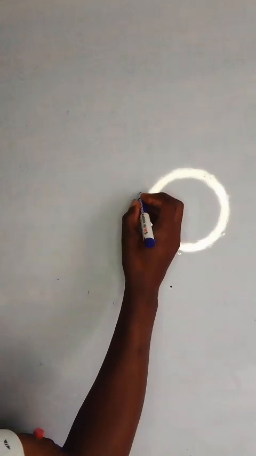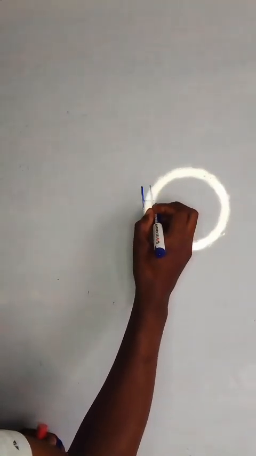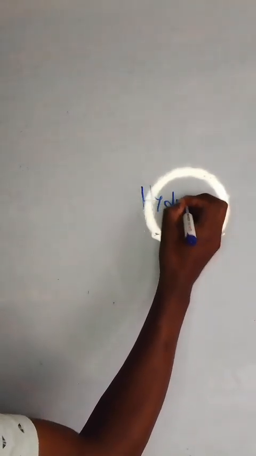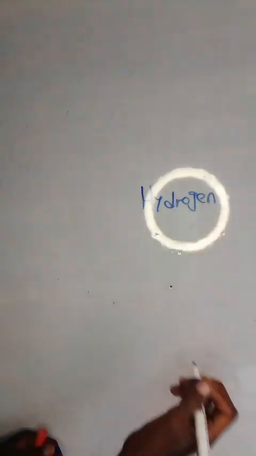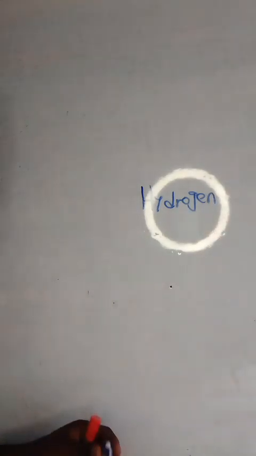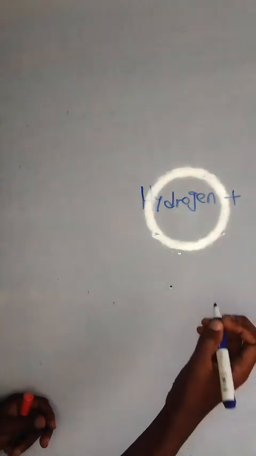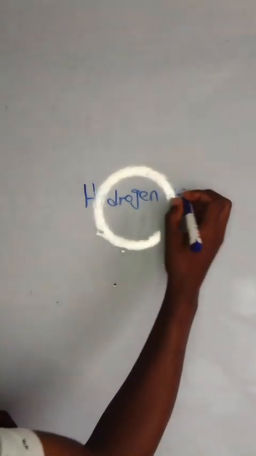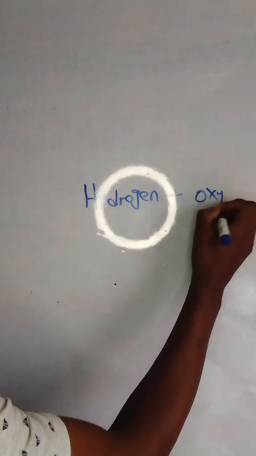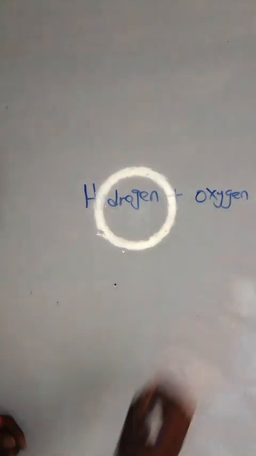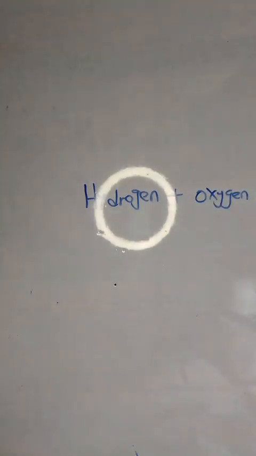Okay, so now what you're going to see, for example, is when I have, let's say, hydrogen, hydrogen plus oxygen.